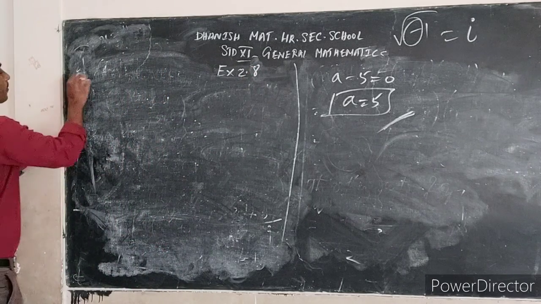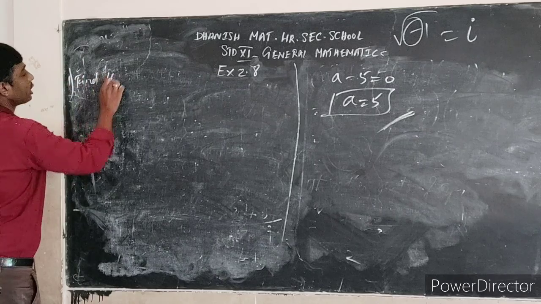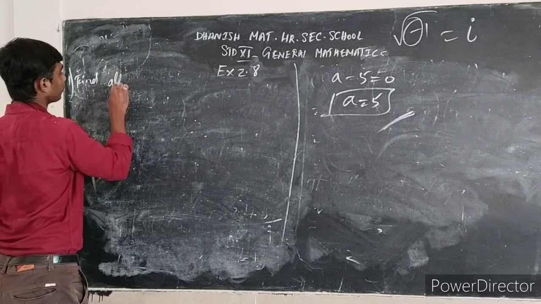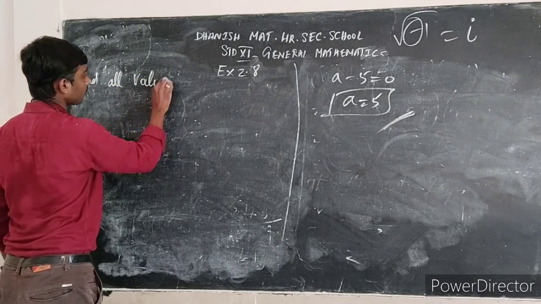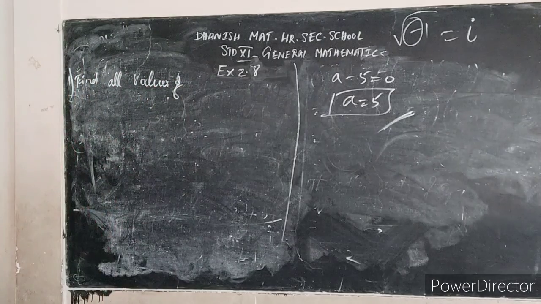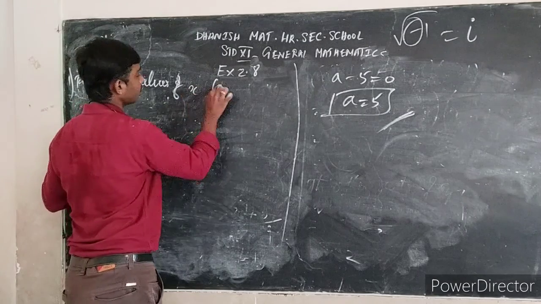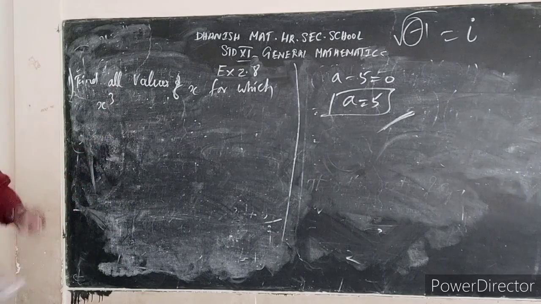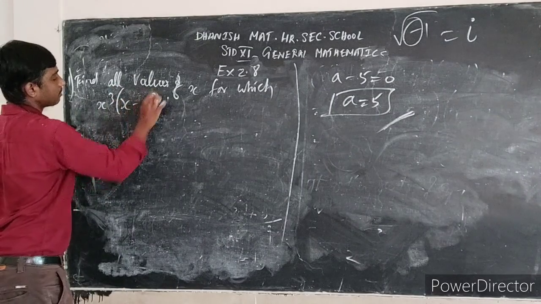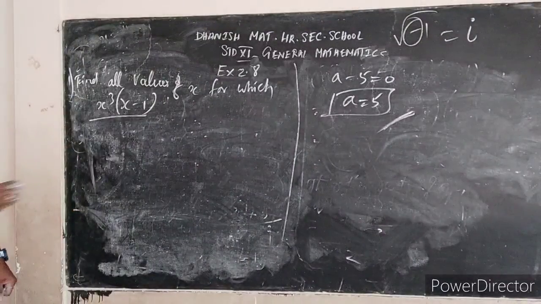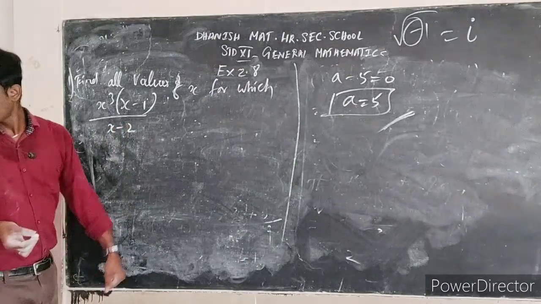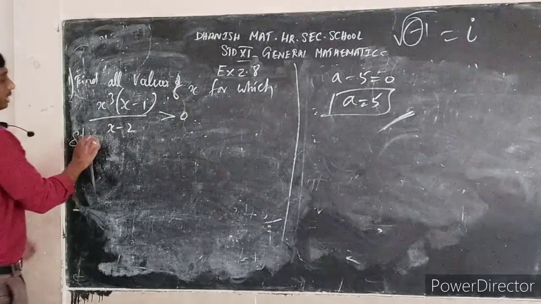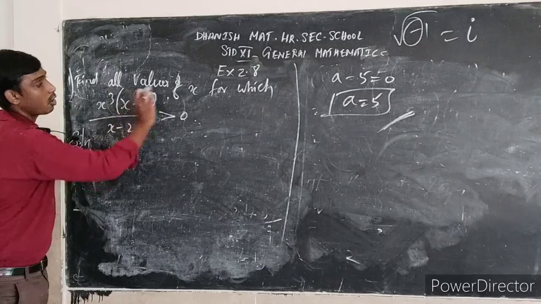Find all values of x for which x cube into x minus 1 divided by x minus 2 is greater than 0. So now we are going to write like this. Find all the values of x for which.